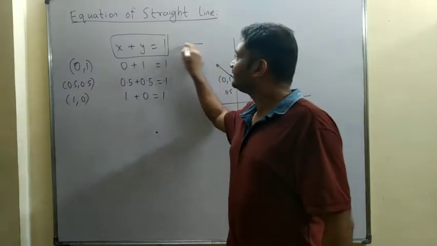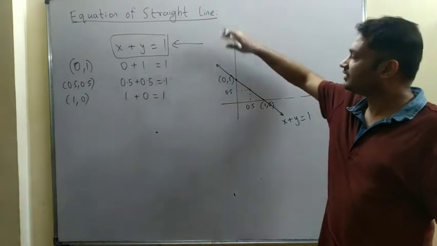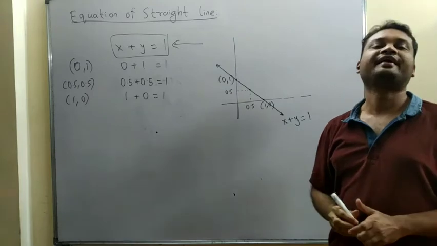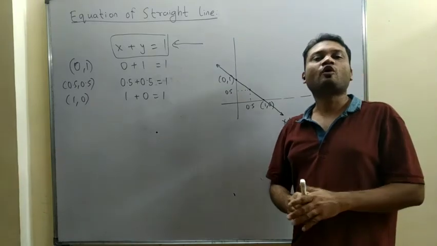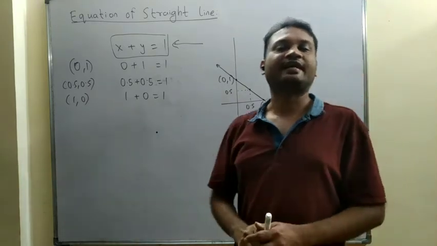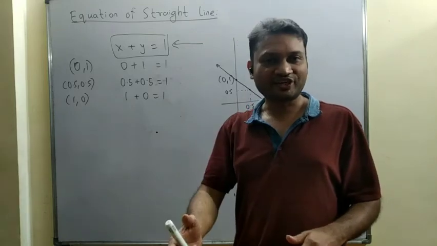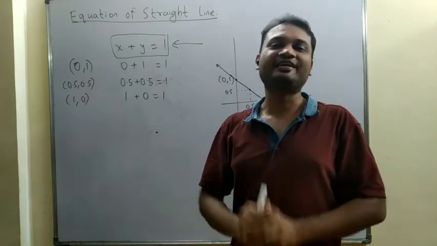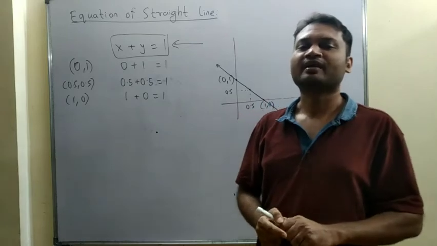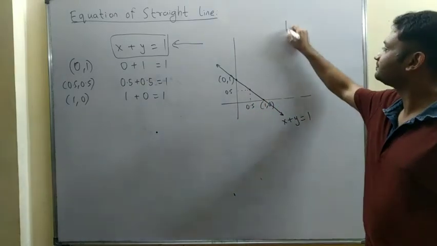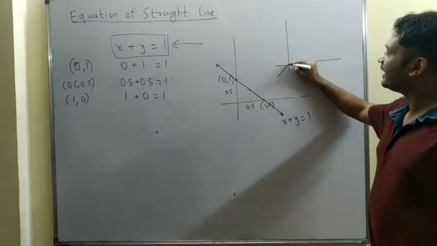So any point lying on this line will satisfy this equation. Then we can say this equation is the equation of the required straight line. So this is the meaning of equation of a straight line. Any point on that straight line will satisfy the equation of that straight line. Let us take another example.